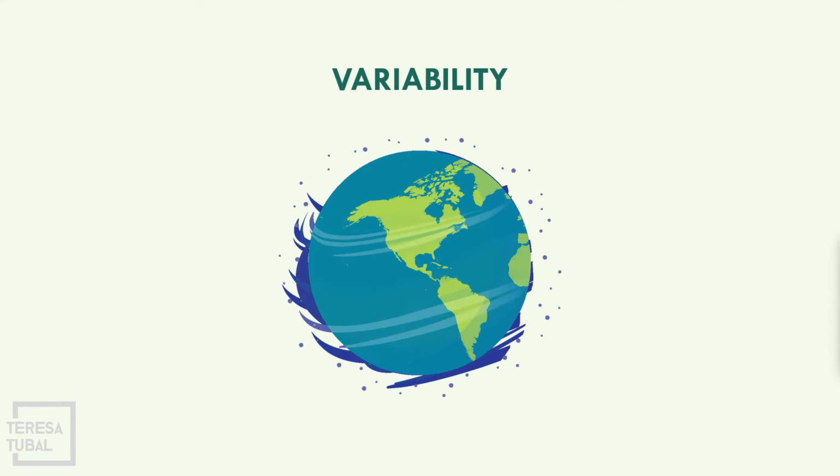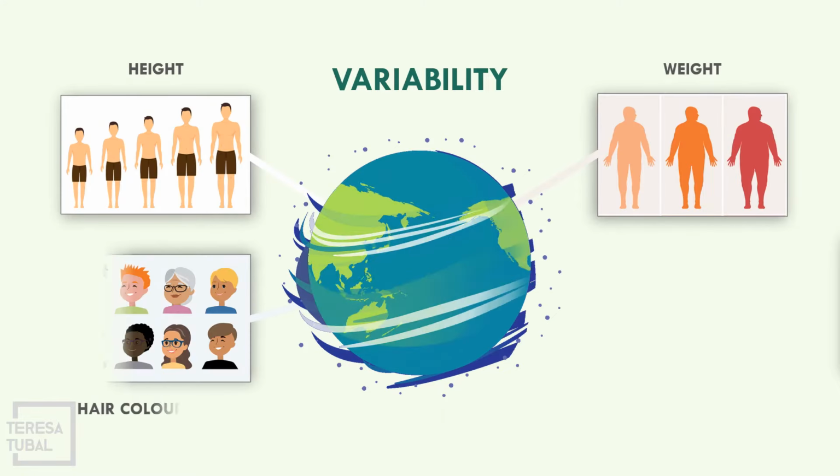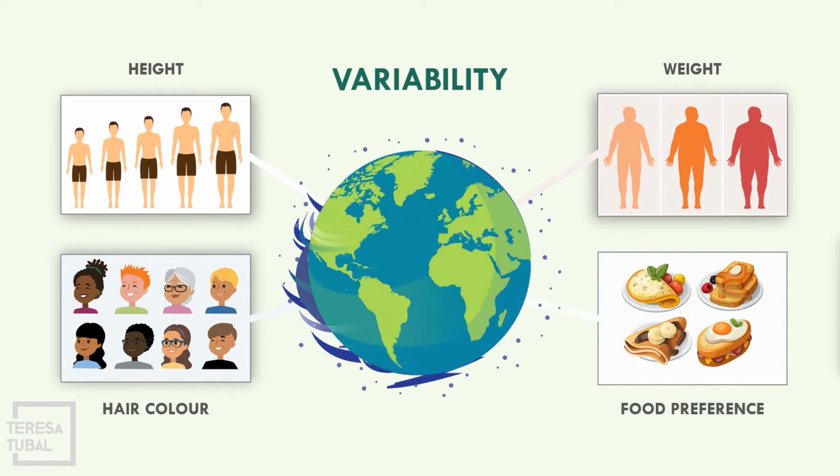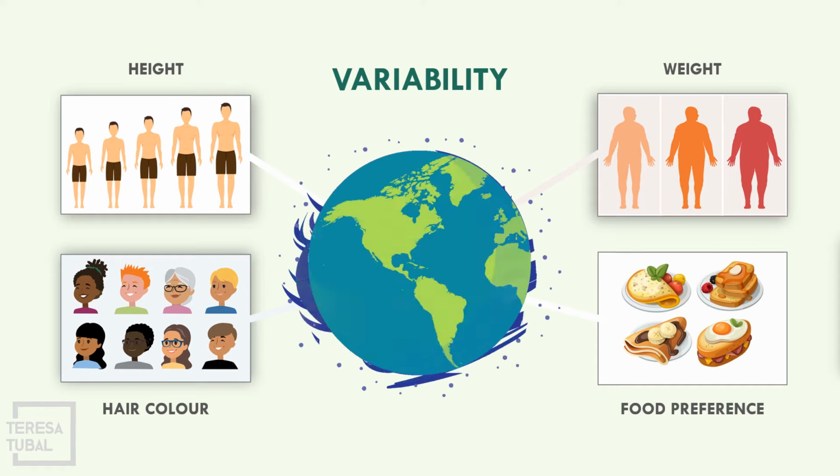Variability. Humans have different height, weight, hair color, and food preference. These are variable because they can change in each individual.